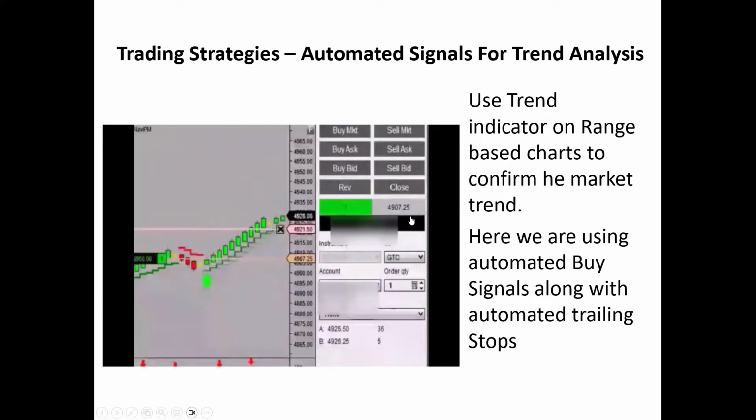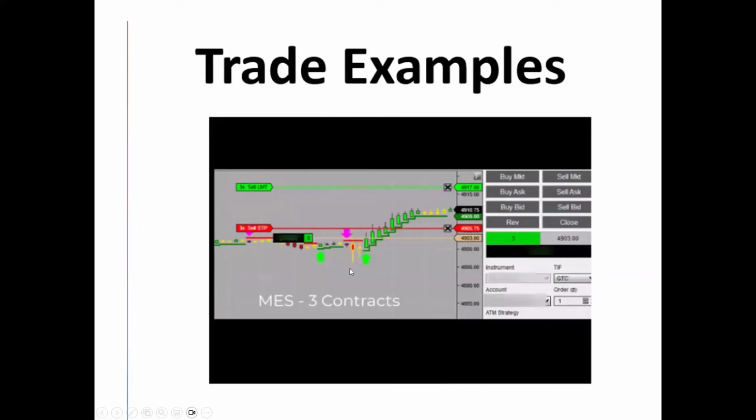All right, so you can see there we came up and use that trailing stop on the trade. All right, so that's an automated buy signal, and use the automated trailing stop. So you can see you can semi-automate your trades.